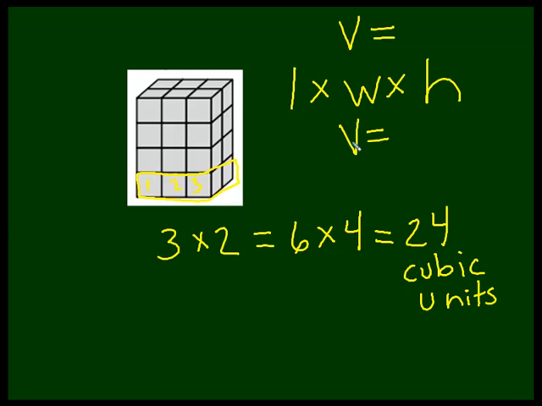You will also see volume as a large B times the height, because if you find the base first, which is what the B stands for, and then find how tall it is, which is how many times the pattern repeats itself, you will get the volume as well. So we're going to be looking at these two different formulas in the upcoming days.